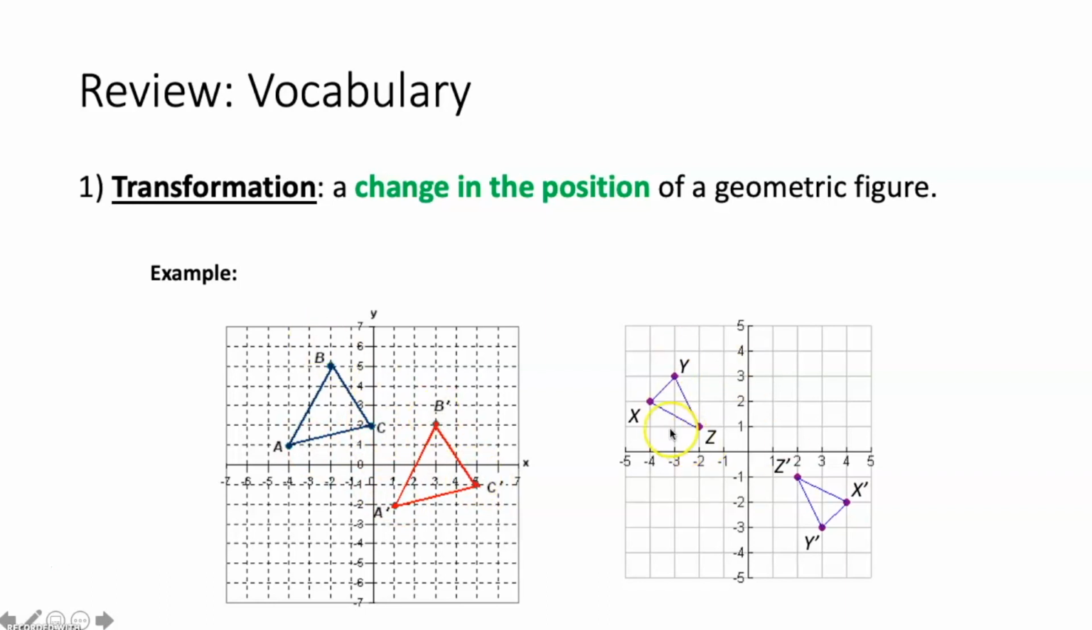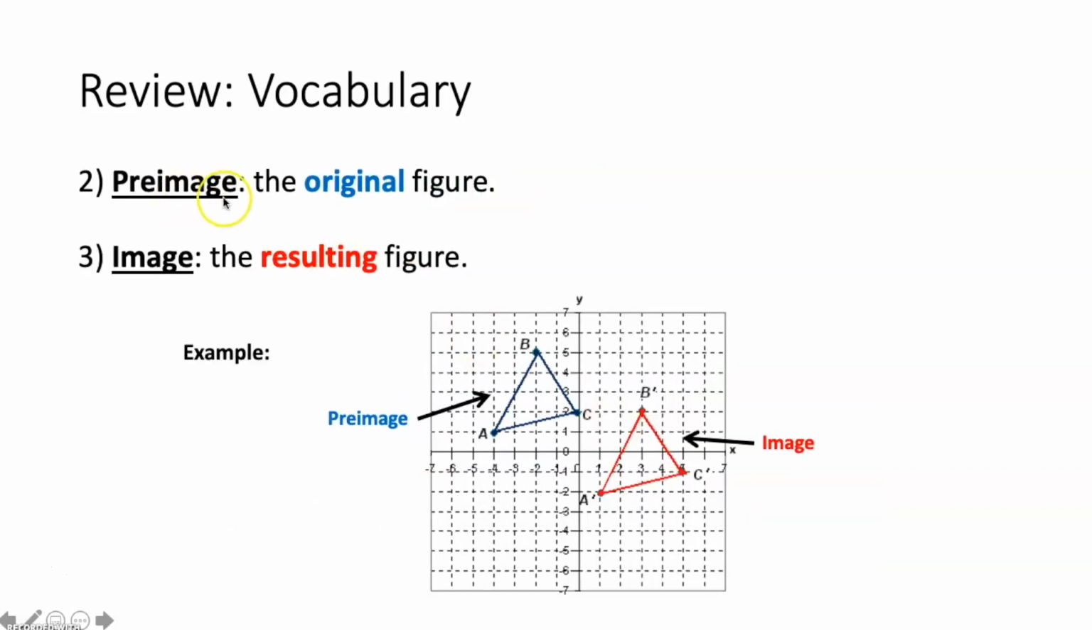Over here, we have our initial figure, triangle XYZ, which we call our pre-image. It undergoes some type of transformation to end up with our resulting figure, which we call our image, triangle X prime, Y prime, Z prime. In this case, our transformation was a rotation. Now again, the pre-image is your original figure, your starting figure, whereas the image is your resulting figure. It's what you get after you take your initial pre-image and perform some type of transformation to it.